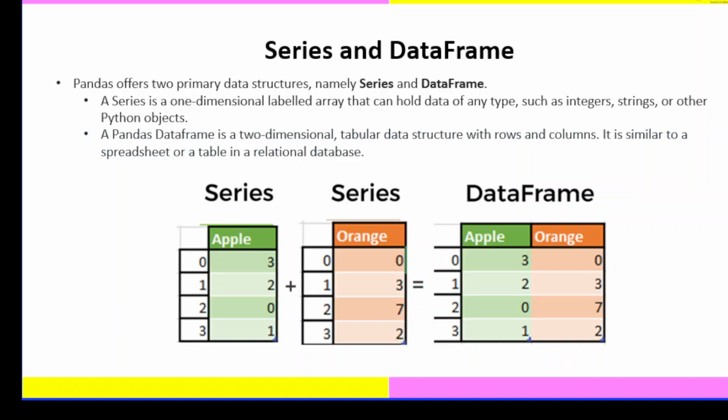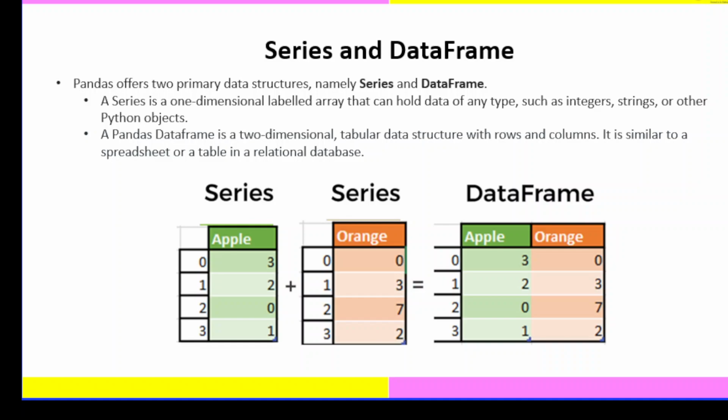Series is simply a list of values, comma separated values. It is something called an array, a one-dimensional array which can hold data of any type. It can be an integer, a string, or any Python object as well. And data frame is a two-dimensional tabular data structure with rows and columns. It is similar to a spreadsheet or a table in a relational database.